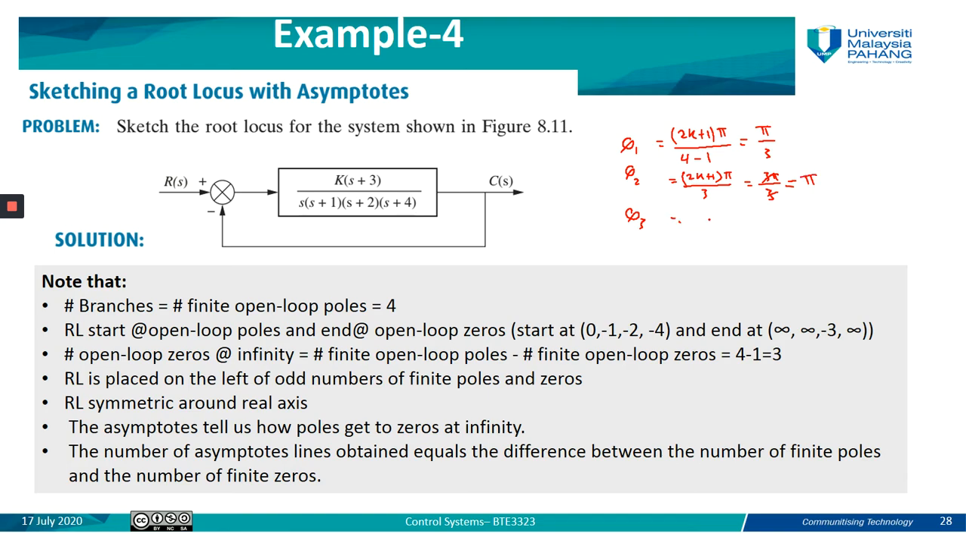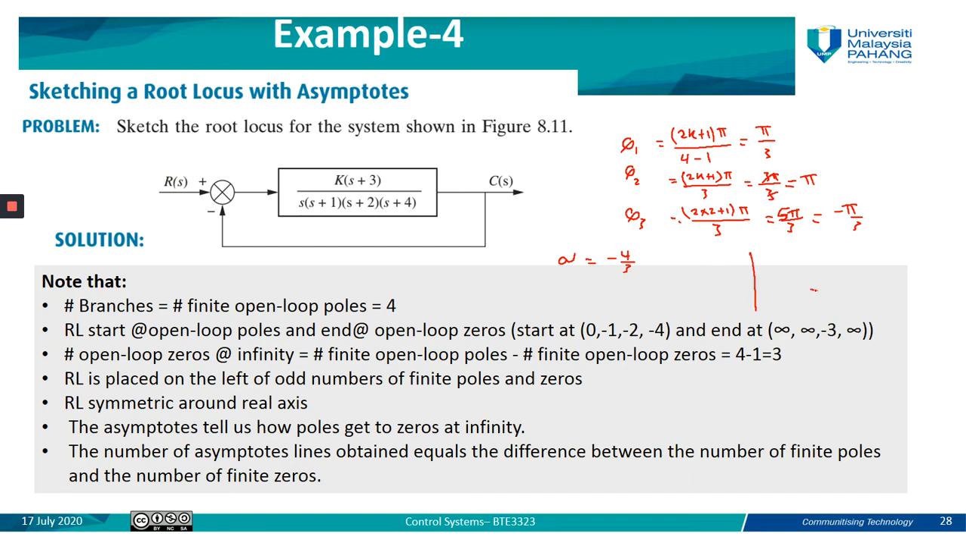The third angle will be with k equal to 2, so 2 times 2 plus 1, which is 5 pi over 3. So it will be equal to 5 pi over 3, or equal to negative pi over 3, as we already mentioned before. So the asymptotes that we are going to draw start at this point, which is negative 4 over 3, the centroid point.